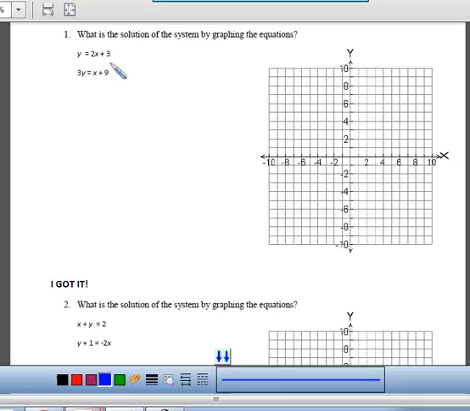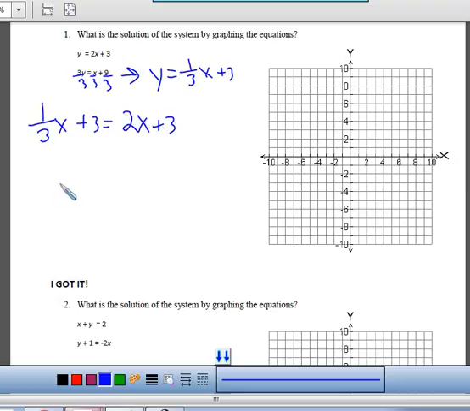y equals 2x plus 3. But the other one is not in the right form, because I got to divide everything by 3. And when I do, I get y equals 1/3 x, or x over 3, plus 3. So now I'm going to put this equal to the other equation. So I have 1/3 x plus 3 equals 2x plus 3.